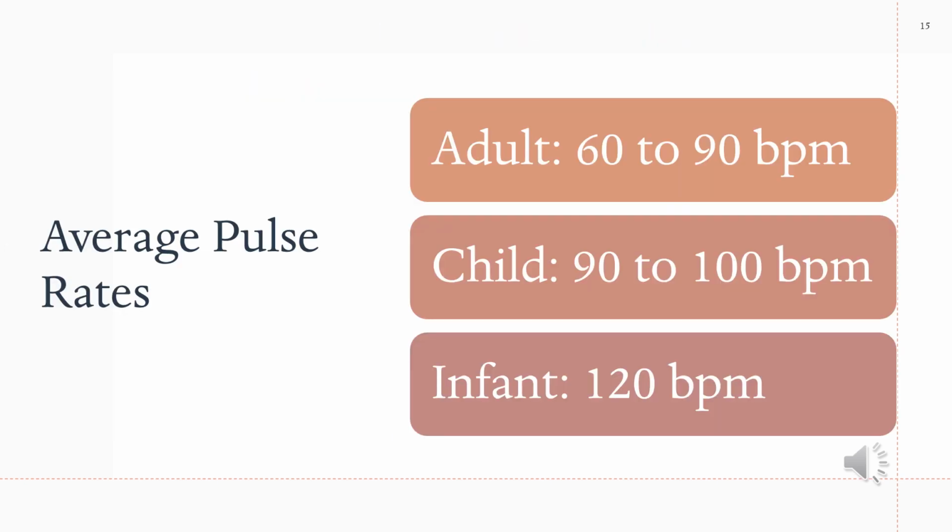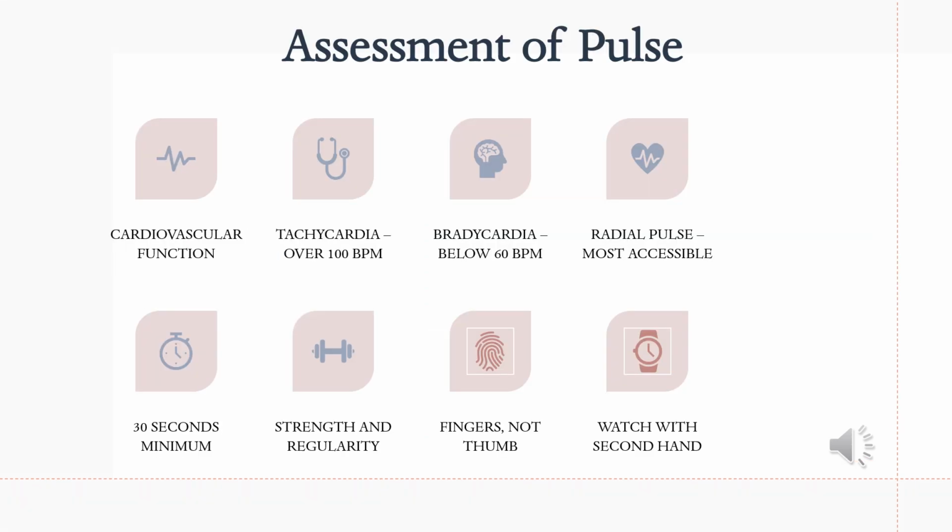Just like temperature rates vary for adults, children, and infants, so do average pulse rates. An average infant pulse rate is 120 beats per minute. An average child pulse rate is 90 to 100 beats per minute, and an average adult pulse rate is 60 to 90 beats per minute. Take note that adults are going to have the slowest pulse rate compared to a child and an infant, with infants having the highest. The pulse rate is a rapid and relatively efficient means of assessing cardiovascular function.